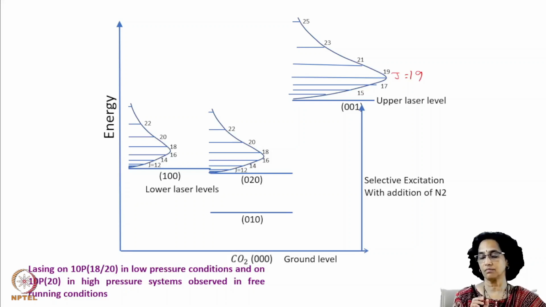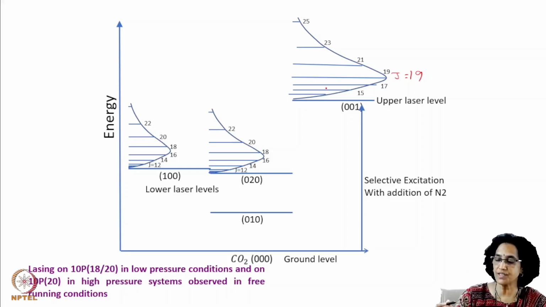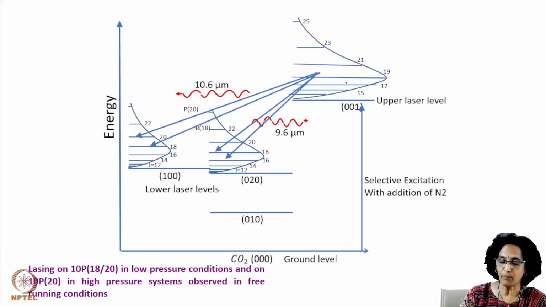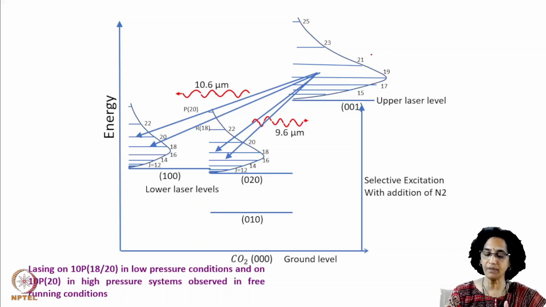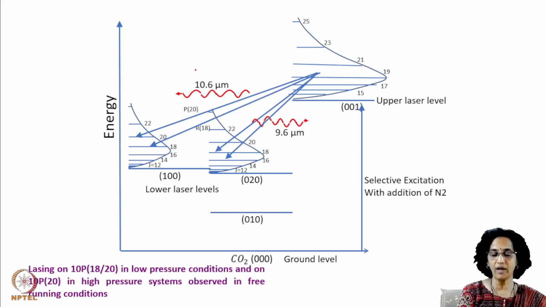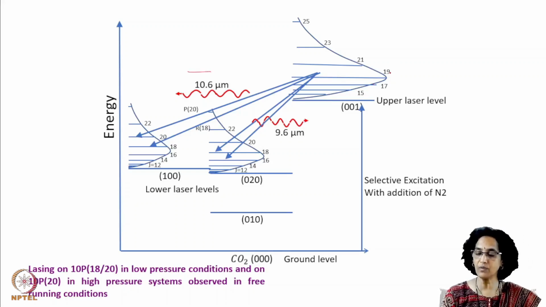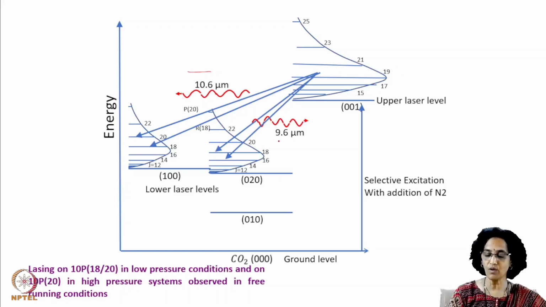So now, when population inversion is created between the upper laser level and the lower laser levels, the transition, stimulated emission sets in, and therefore there is a transition of the excited species from the upper level to the lower level, giving rise to photons. As we said, when the stimulated emission is between 001 and 100, you have 10.6 micron, and when it is between 001 and 020, you have the 9 micron.